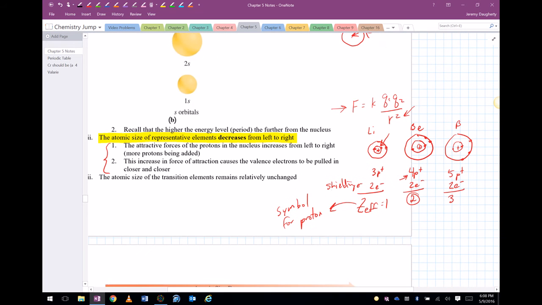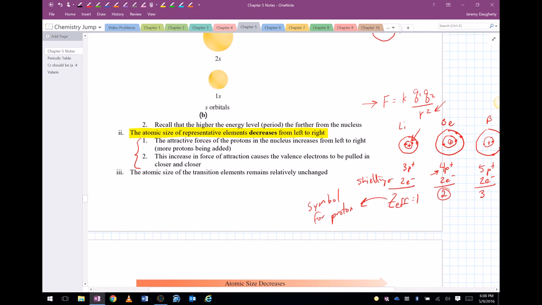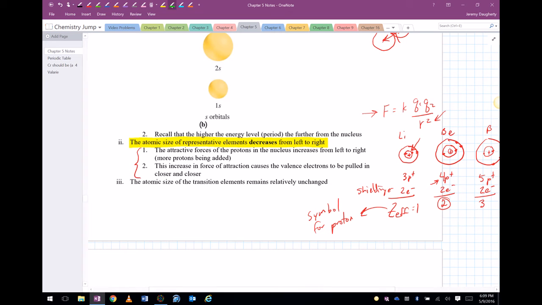So from left to right, the atom gets smaller. Why does the atom get smaller? Because the protons are effectively stronger. Let's just jot this down. So it's sort of given to us right here. The attractive forces of the protons in the nucleus increase from left to right. More protons being added. And let's add something to that here: same number of shielding electrons. This increase in force of attraction causes the valence electrons to be pulled in closer and closer, thus resulting in a smaller atomic radius from left to right.